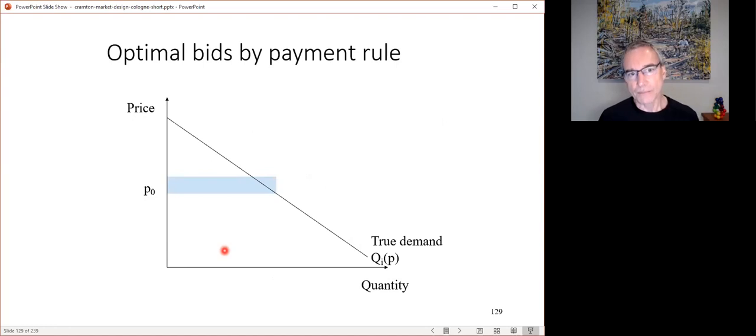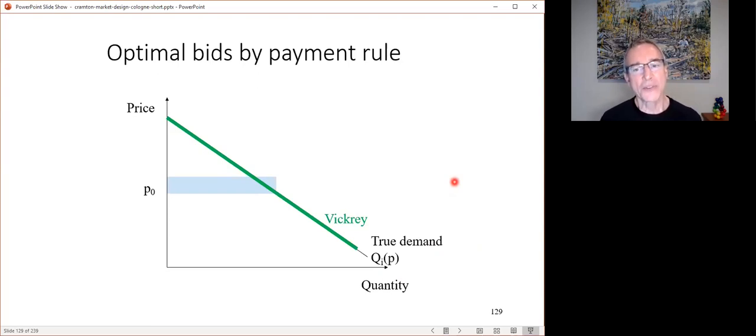So now let's just think intuitively about strategy. What are the optimal bids under each particular payment rule? Here I've drawn the true demand for bidder i, and the easiest one to do in terms of optimal strategy is Vickrey. It's going to be optimal to bid your true demand. So that's the bid for Vickrey.